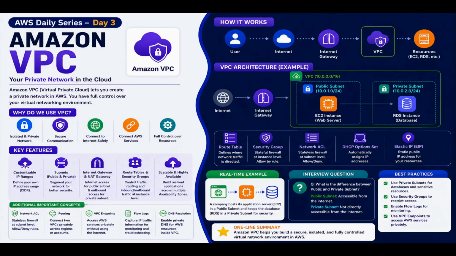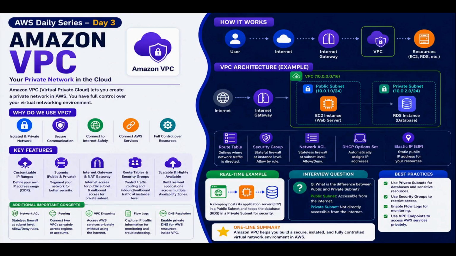Now, another important component is Internet Gateway. An Internet Gateway allows communication between the VPC and the internet. Without it, resources inside the VPC cannot access the internet. Next comes route tables. Route tables decide where network traffic should go. For example, traffic to the internet, traffic inside the VPC, or traffic to another network. So, AWS uses route tables to control traffic flow.